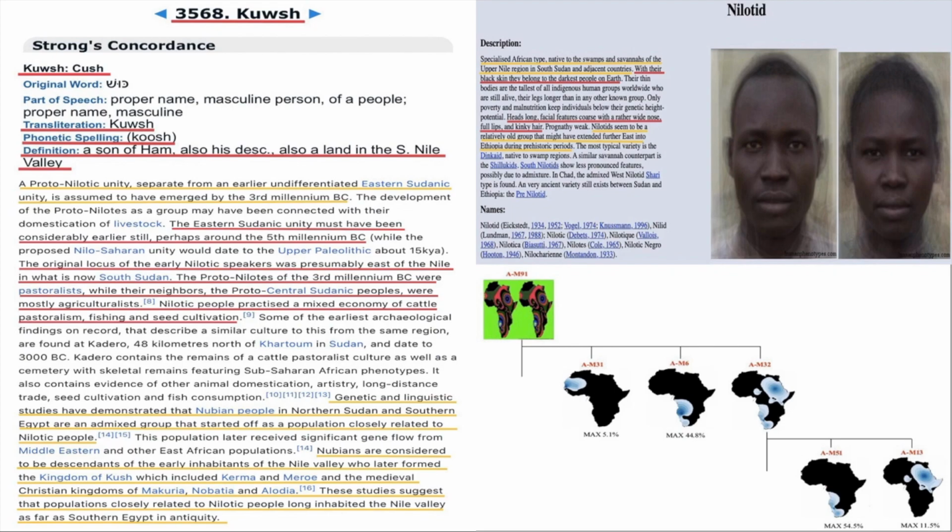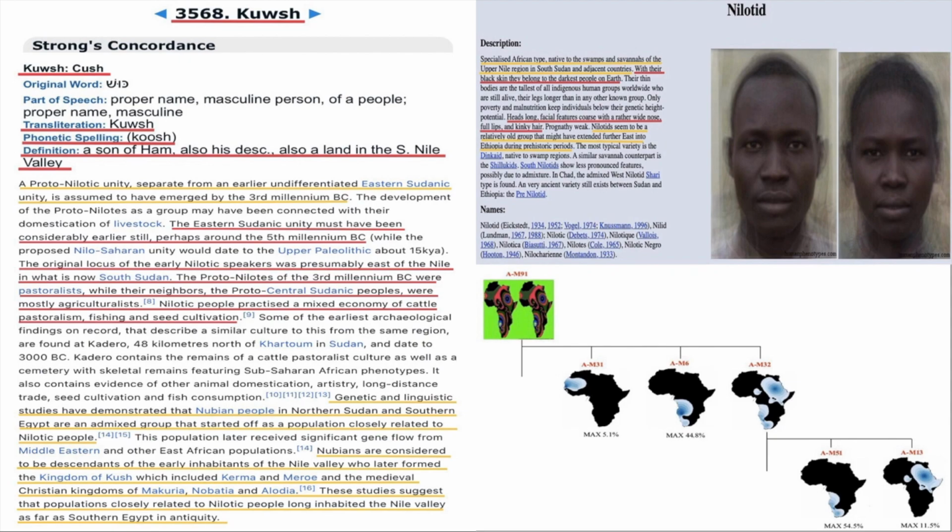The genetic and linguistic studies have demonstrated that Nubian people in northern Sudan and southern Egypt are an admixed group that started off as a population closely related to Nilotic people. Nubians are considered to be the descendants of the early inhabitants of the Nile Valley, who later formed the kingdom of Kush, which included Kerma and Meroe, and the medieval Christian kingdoms of Makuria, Nobatia, and Alodia. These studies suggest that populations closely related to Nilotic people long inhabited the Nile Valley as far as southern Egypt in antiquity.